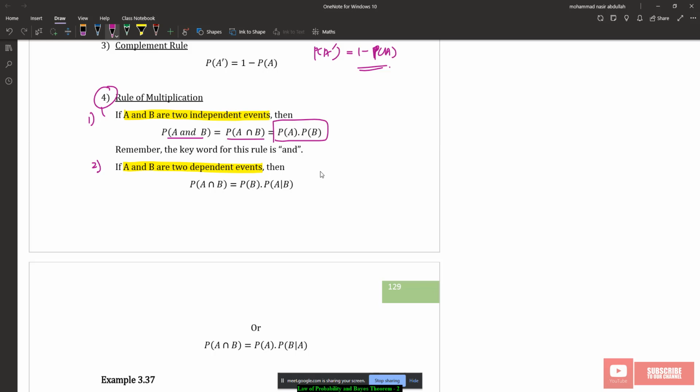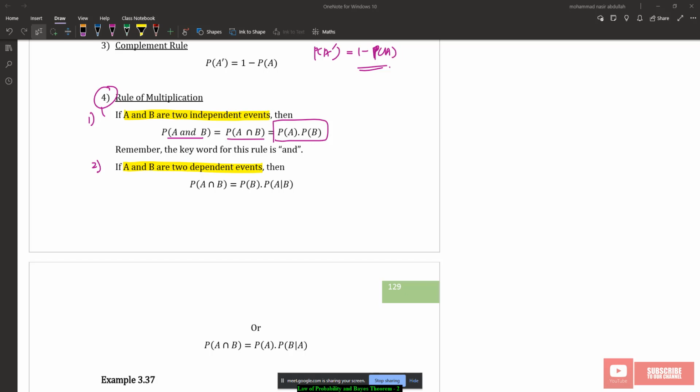It means that A is not related to B. For example, in tossing a coin, when you toss a coin for the first time, you get head. The second time you toss a coin, you get tail. Does it mean that the second time you got tail because the first time you got head? No, because they are completely not related. So that is an independent event, meaning they are not related events.